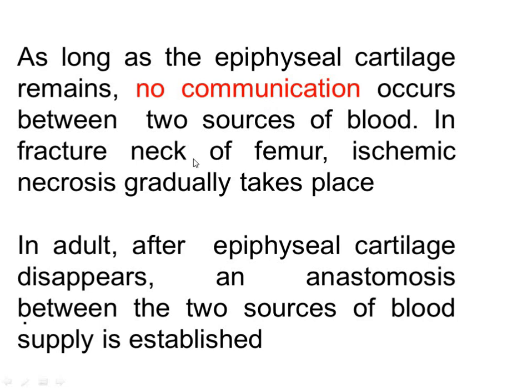So in young children, if there is a fracture of the neck of femur, ischemic necrosis of the head gradually takes place. But in adults, after the epiphyseal cartilage has disappeared, the anastomosis between the two sources of blood supply is established, and the blood supply to the head and neck of femur becomes safer because of the anastomosis.